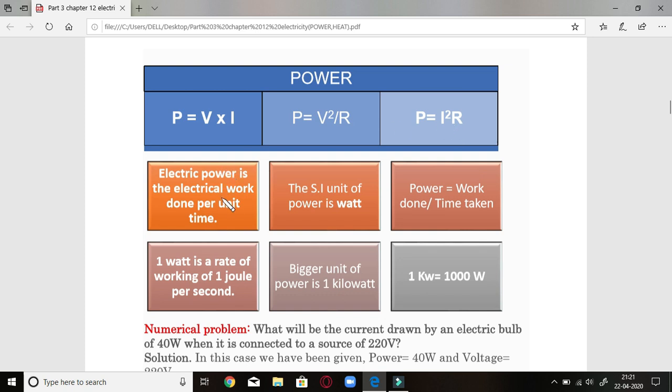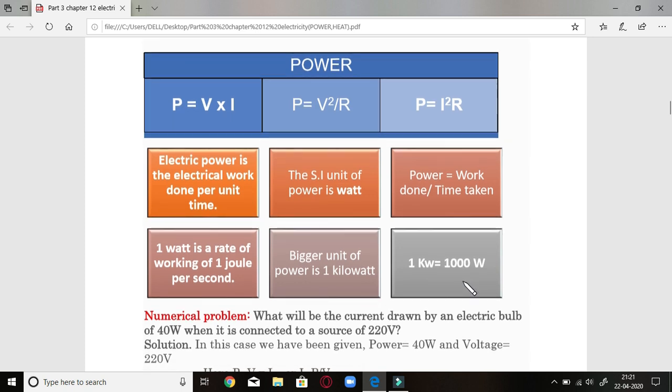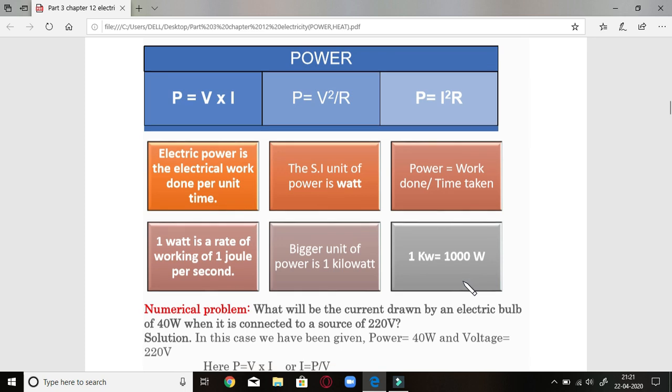This is a short form which I have compiled here. Electric power is electrical work done per unit time. The SI unit is watt. The formula of power is work done upon time taken. And this is the definition of 1 watt, a rate of working of 1 joule per second. The bigger unit is 1 kilowatt, which is equal to 1000 watt. So you can take some tips from this compiled chart also.